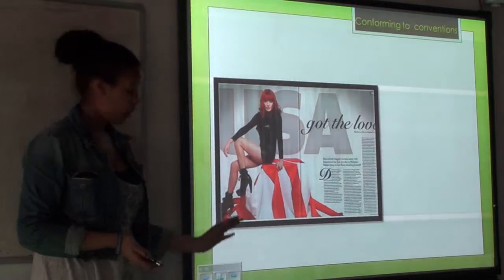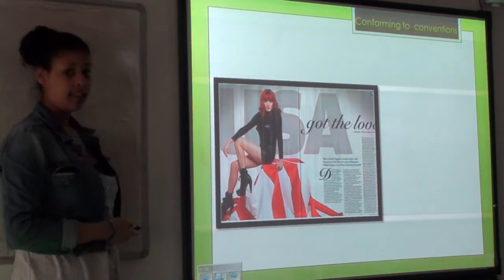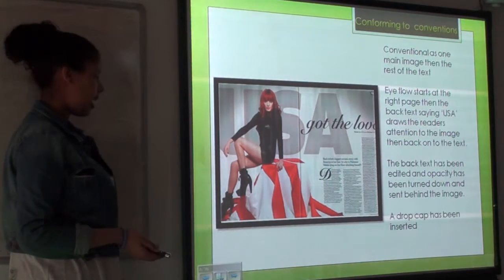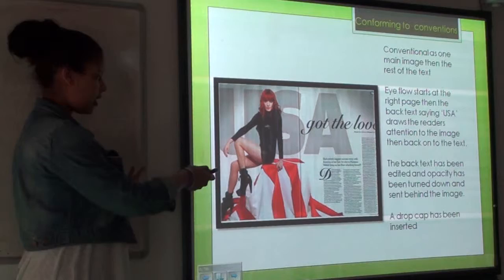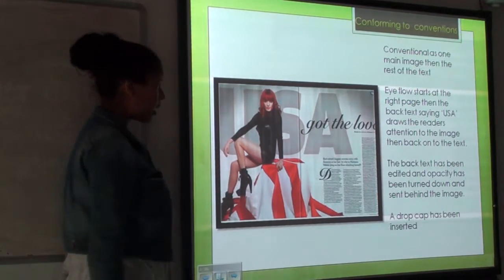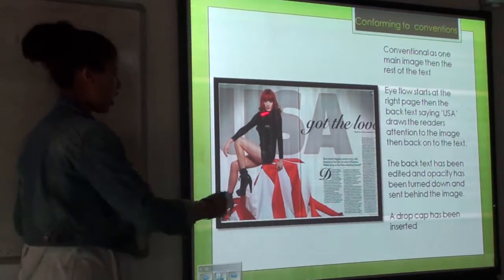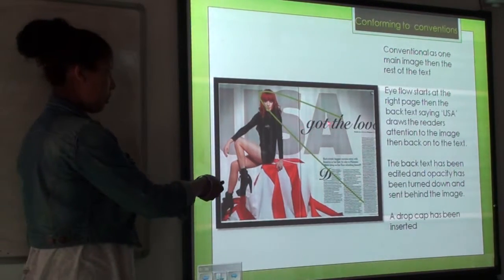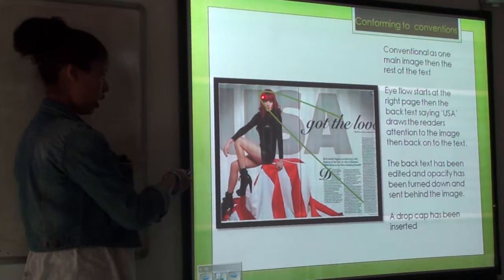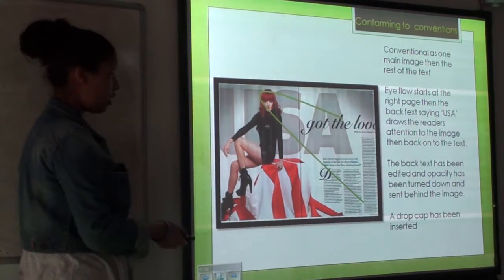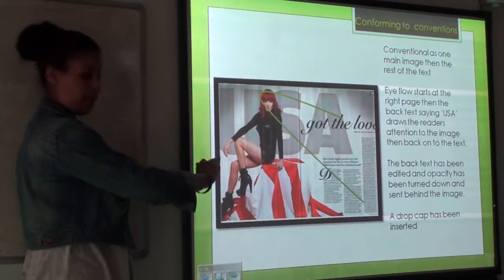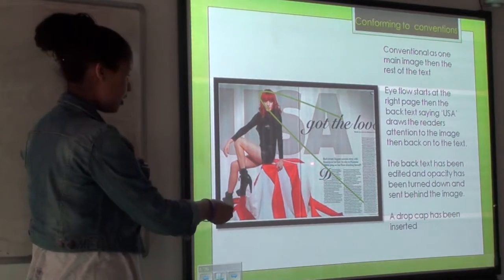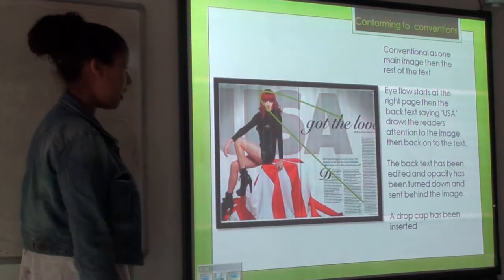Here is a double page spread by Vibe magazine. This is quite a conventional magazine, as it has a main image and then text on this side of the page. So it's quite conventional, as it attracts you to both sides. The eye flow starts here by the title, then to the model's eyeline, and then back onto the rest of the text, which draws the reader's attention and then takes you back into the article where you should read it. Here is a drop cap, which has been inserted there.